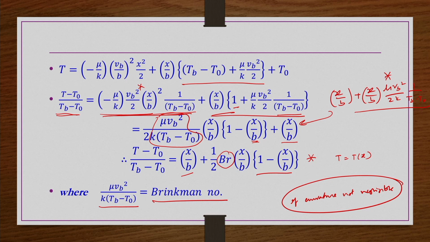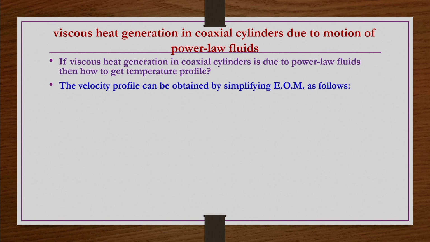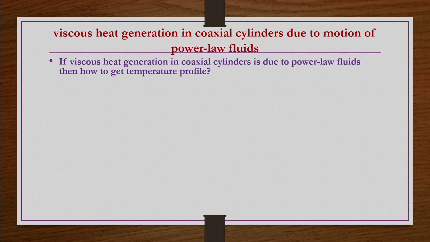Now, we have taken the fluid to be Newtonian, but primarily our purpose is to see such problems especially when the fluid obeys some kind of non-Newtonian rheology. So, now the same problem we will revisit, but the fluid we take is a power law fluid. Okay. So, viscous heat generation in coaxial cylinders due to motion of power law fluids: all conditions are the same, everything is the same, the only thing is that the fluid is a power law fluid.